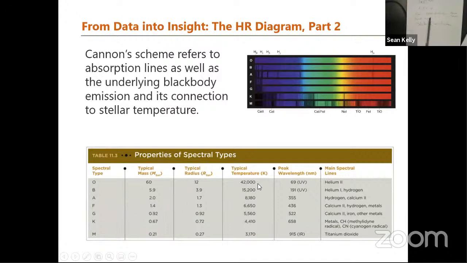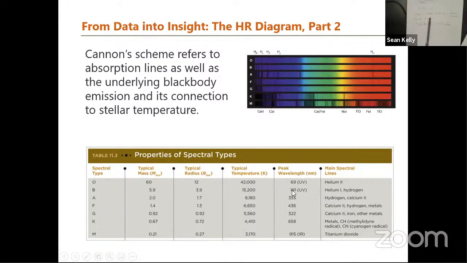It turns out that the classification scheme was the temperature. Okay, so take a look right here. So here's the O, B, A, F, G, K, M, and I want you to jump over here to the temperature. So 42,000, this is the surface temperature, okay? So the hottest stars are the O class stars. And then the B stars are the next hottest, and the A stars are the next hottest, and the F stars, and the G stars, and the K stars, and then finally the coolest stars are the M class stars. So the cooler stars are down here and the hotter stars are up here, okay?